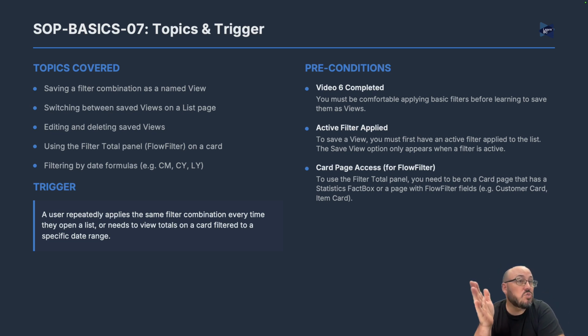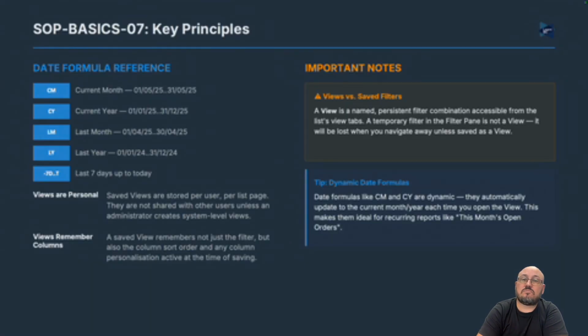Now the preconditions is video 6 is completed. So you've watched the intro plus all of our videos up until this current SOP. The active filter is applied. So to save a view, you must first have an active filter applied, and we'll go do that. And then the card page access, make sure you've got access to actually flow into relevant records.